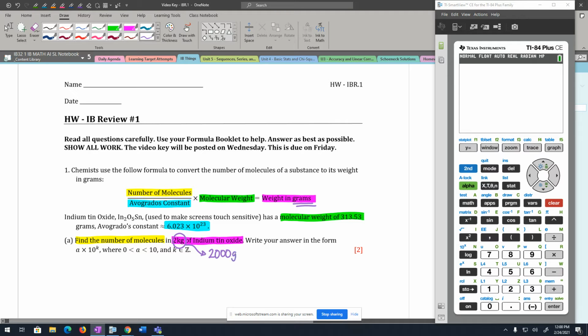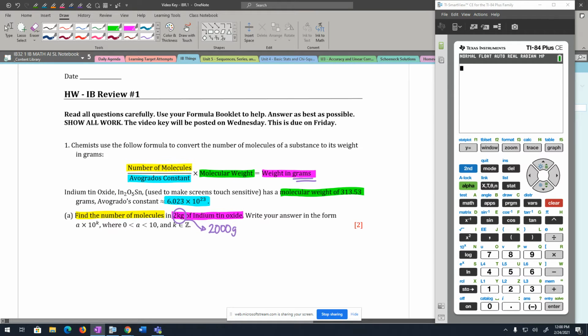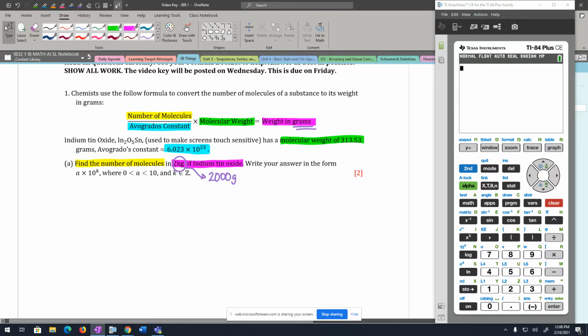All right. So now let's plug in everything that we know. We're trying to find the number of molecules, so let's call that X. We've got 6.023 times 10 to the 23rd. We're multiplying it by our molecular weight, 313.53, and that equals our 2,000 grams.